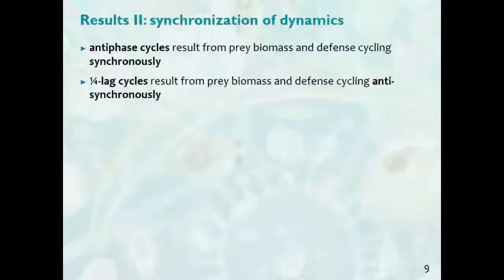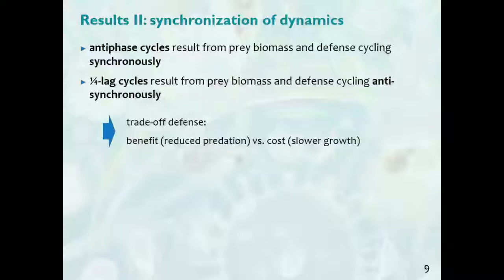So now we have almost the entire story, right? So now we know what causes antiphase cycles, but now the last piece of the puzzle is when do we expect prey biomass and defense to cycle in sync, and when do we expect them to cycle out of sync? And for this, we should remember that defense is always associated with a trade-off. So there is a strong benefit, which is reduced predation, but there's also a cost, so it's slower growth. In our model, at least, we modeled this as slower growth. You can assume other things.